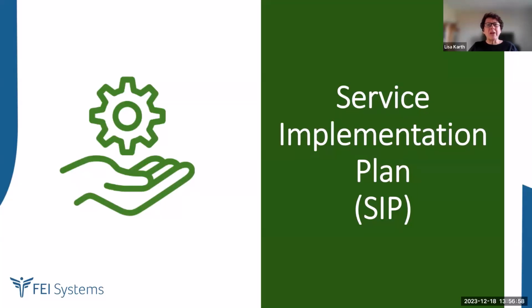Okay, now we are going to move into the service implementation plan, also called the SIP. Now, you're typically going to complete this before the HCBS rights modification addendum. Okay, we did the HCBS rights modification because that's how you're going to access most of your forms. Well, now we want to show you the SIP, which is accessed a little bit differently.